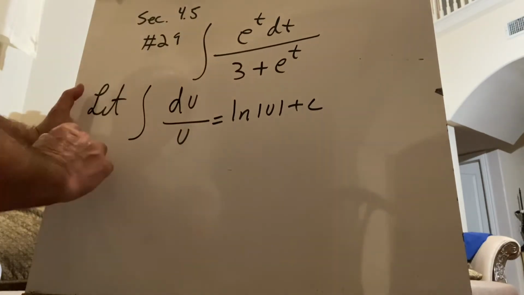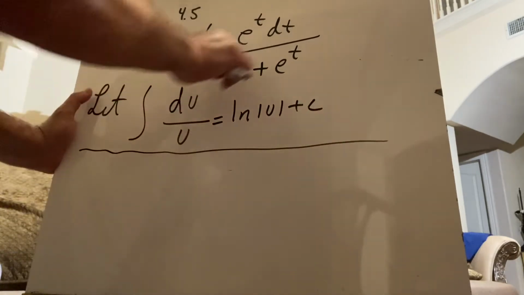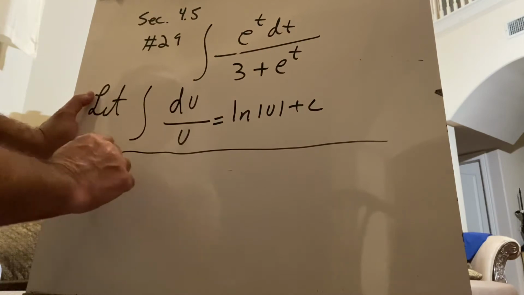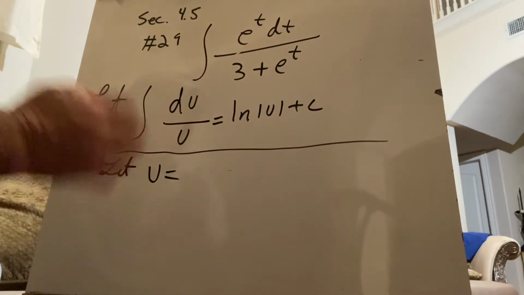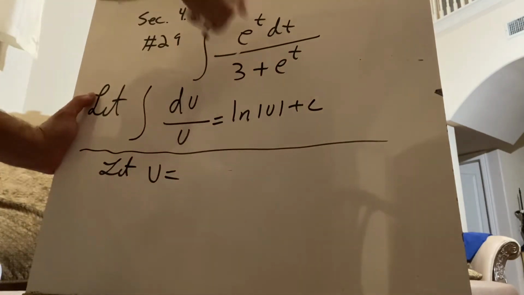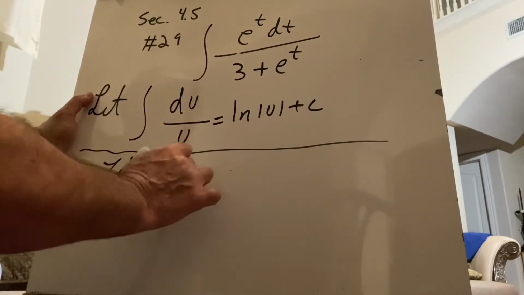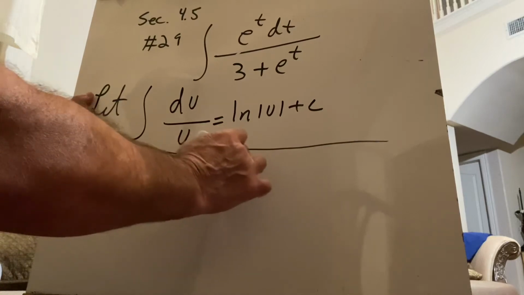But of course, to apply it, you have to once again choose the u. There's only one choice for u, since u is supposed to be in the denominator. So we'll go ahead and choose u, and then hold our breath for du, because if you don't get the right du, we can't use this formula. So the first thing is the choice of u, which is the only obvious choice, 3 plus e to the t.